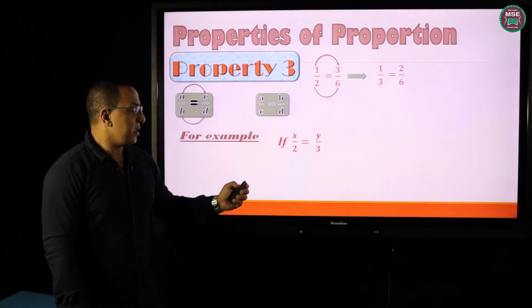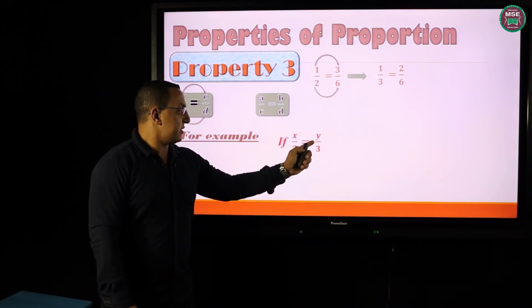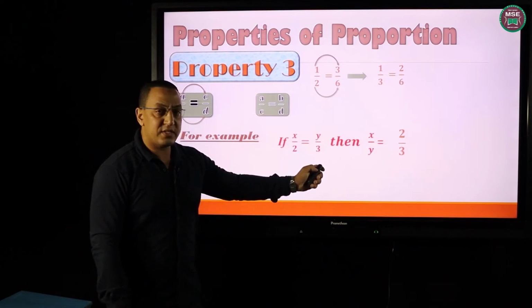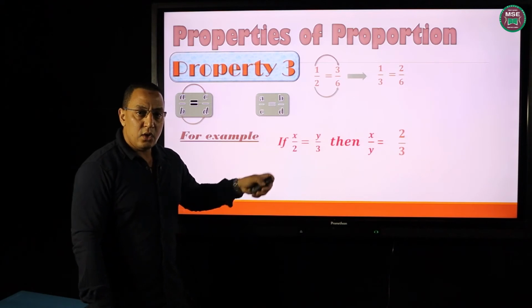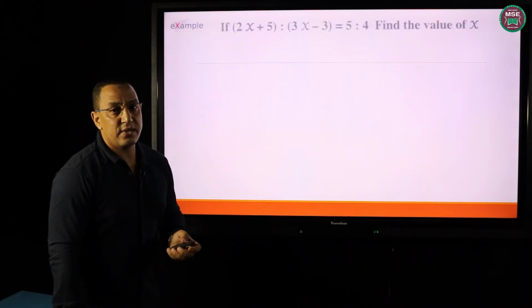For example, if I have x over 2 equals y over 3, so x over y equals 2 over 3. And if I need y over x, it equals 3 over 2. This is property number 3. Let's study another example.